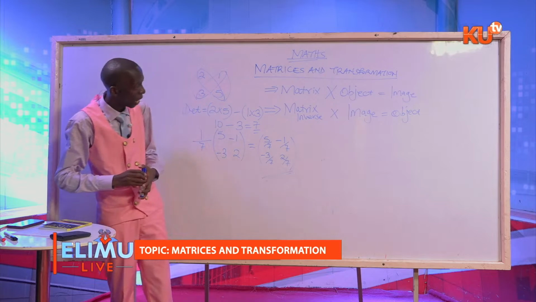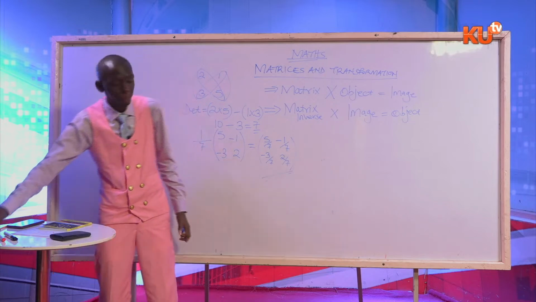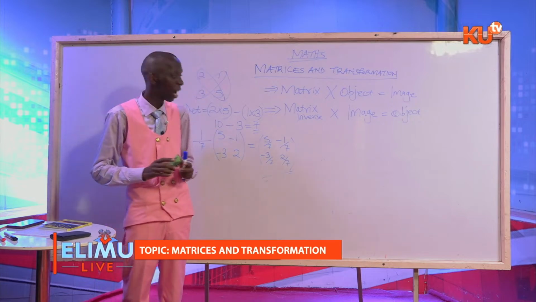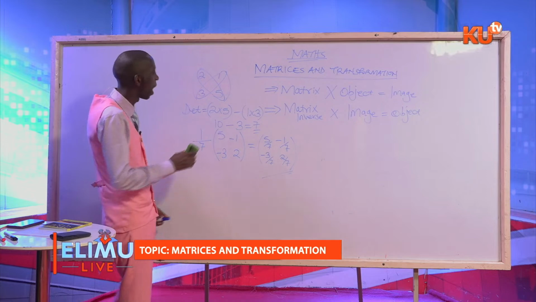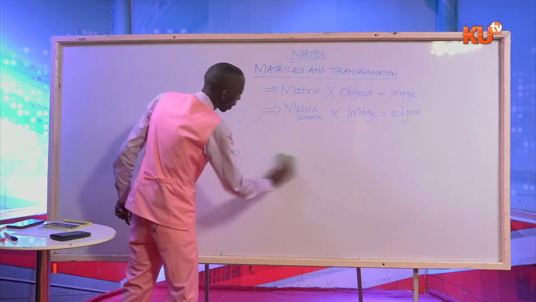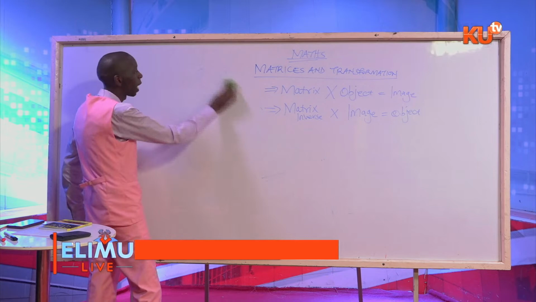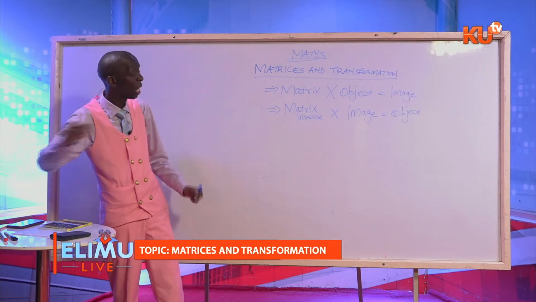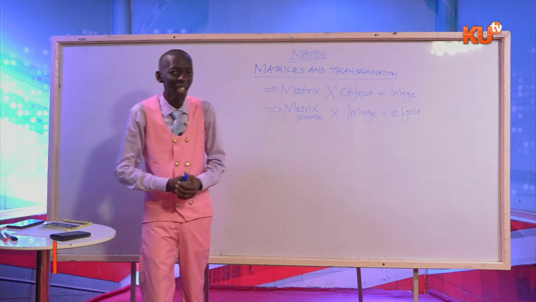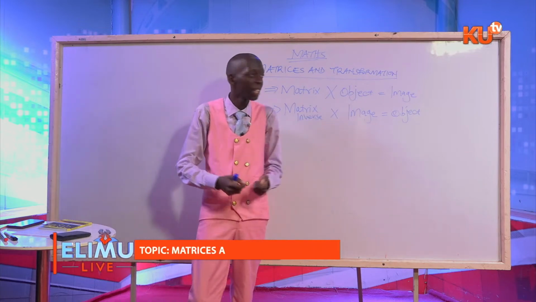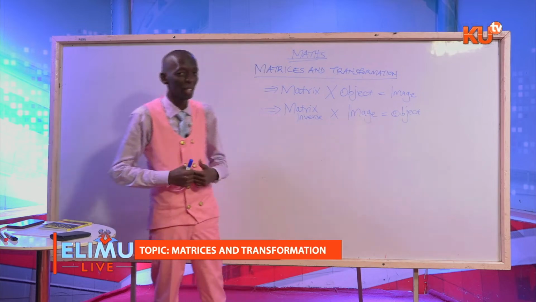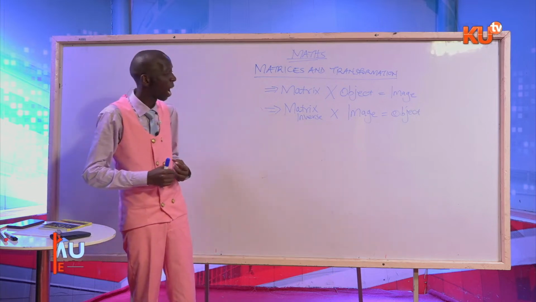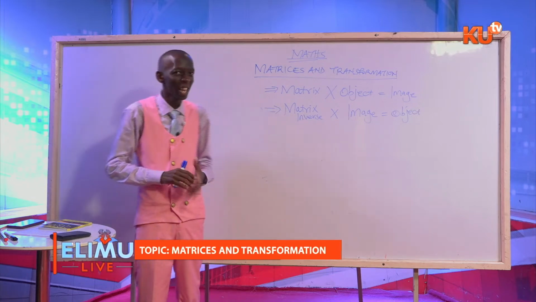That was a good example. So I want us to do a 10 marks question on matrices and transformation, so that we can see how we are going to apply the formulas that we have written here. Sometimes you'll be given the coordinates of the object and the coordinates of the image for you to get the matrix. We'll also do a question on how we can get the matrix when given the object and the image.